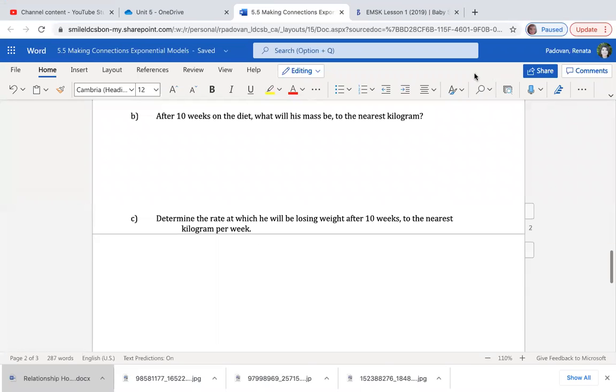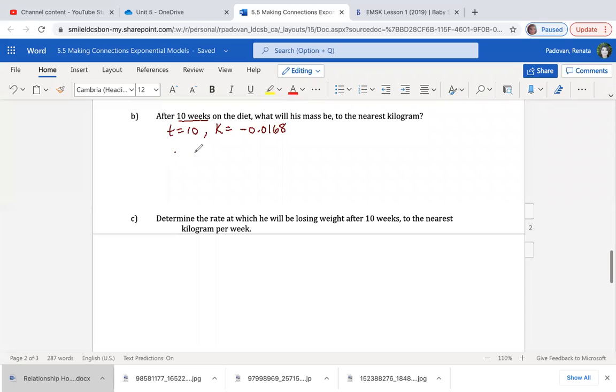Just changing colors here. After 10 weeks on the diet, the 10 is my time, so t equals 10. My k is a constant, so I can use that number all the time. So if k is a constant, k in this formula is going to be, from now on, negative 0.0168, and just make sure that you've got that written down properly.